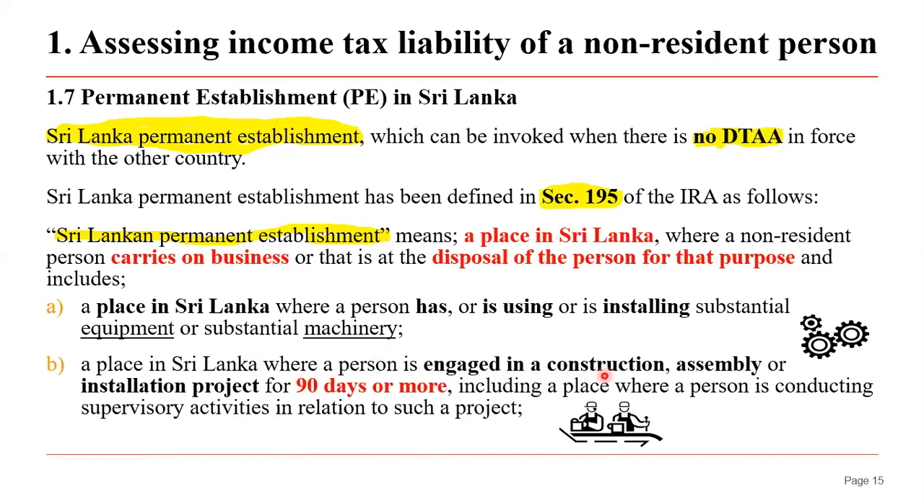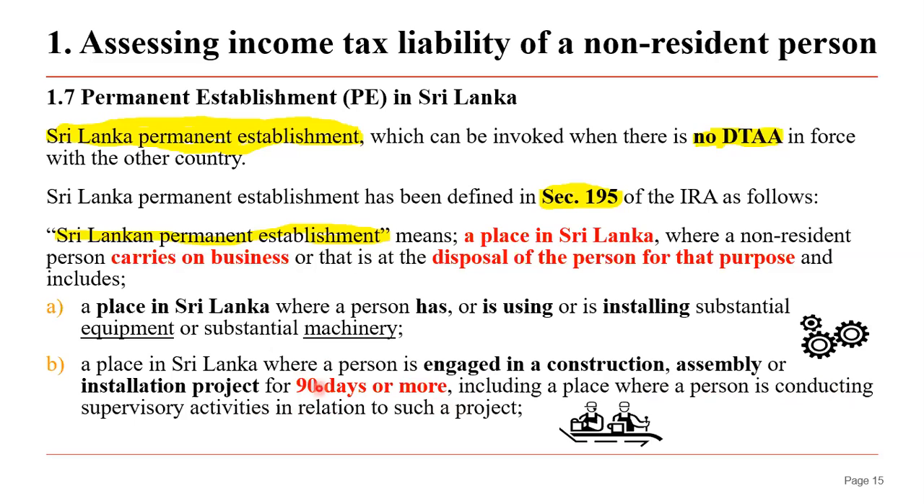Let's assume the construction. We call it normally a construction PE. If they are doing or conducting a construction activity or assembly or installation process, then you can see this picture and have an understanding they are doing the construction. But here it clearly says 90 days or more, including a place where a person is conducting supervisory activity in relation to such process.